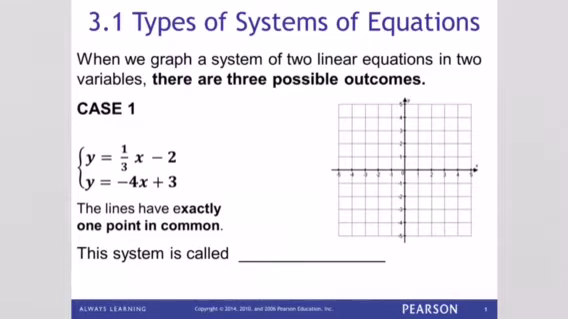This is about systems of equations, and there are 3 possible outcomes we can have when we graph 2 lines. One of them is that the lines have exactly 1 point in common. So that would be the case here.